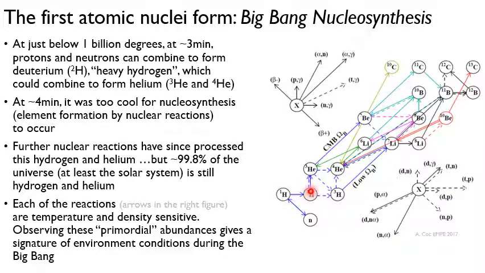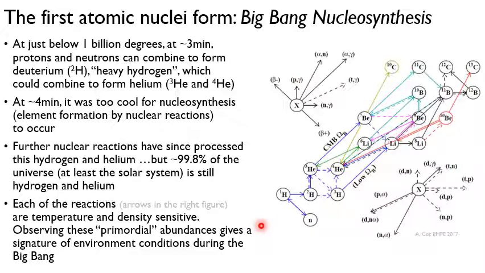So the arrows that connect the different isotopes are nuclear reactions. Each of these arrows has a given reaction rate to convert one type of isotope into another, or if you want to think about it that way, one element into another. These arrows have a strong temperature sensitivity and density sensitivity, and so by observing the relative abundances of these elements, we can learn how the temperature and density evolved at very early times in the universe and how the Big Bang took place.